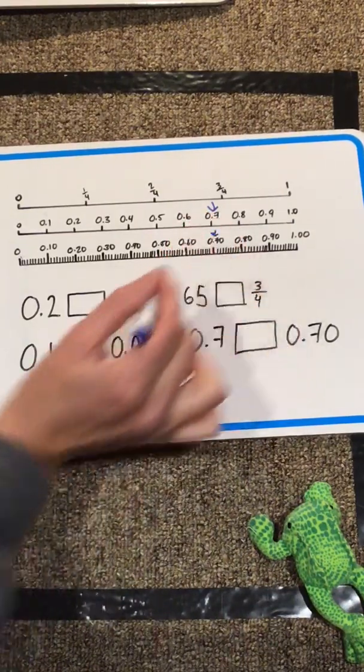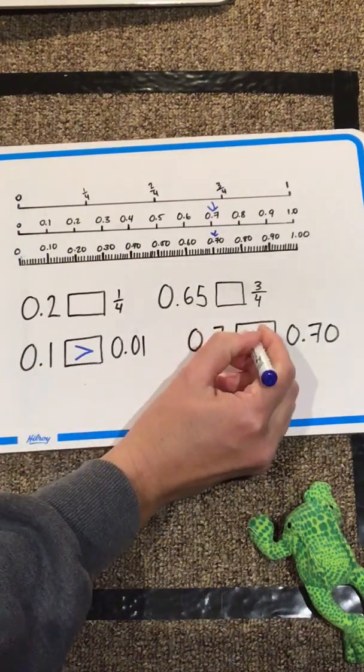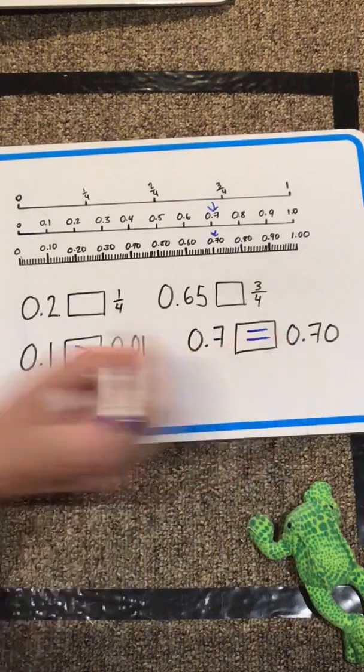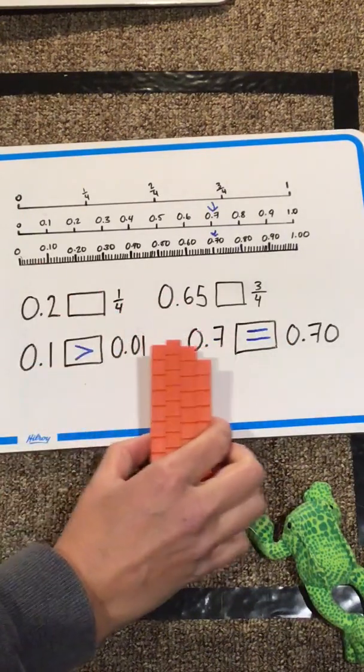All right, what symbol is going to go in between there? Which one of those is farther to the right? Now, hopefully you're saying, Miss Hughes, you're crazy. Neither of them are farther to the right. 0.7 is exactly the same thing as 0.70. It is equal or equivalent.